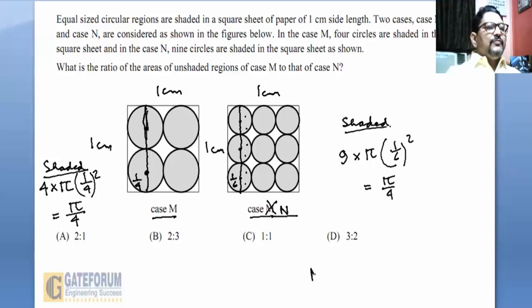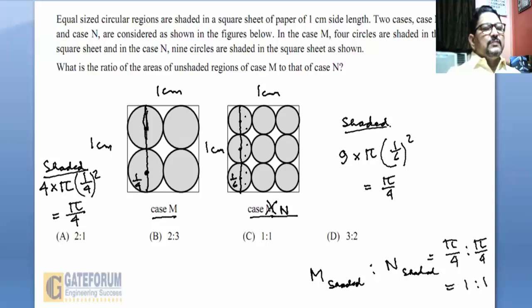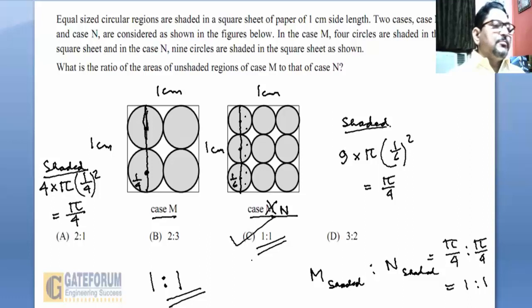So the ratio of M shaded to N shaded would be equal to π/4 is to π/4, that is equal to 1:1. Hence, since both are lying in the same square, the unshaded ratio would also be equal to 1:1. I hope we understood that M unshaded is to N unshaded would also be equal to 1:1. So we say that this is the option. Let's go to the next one.